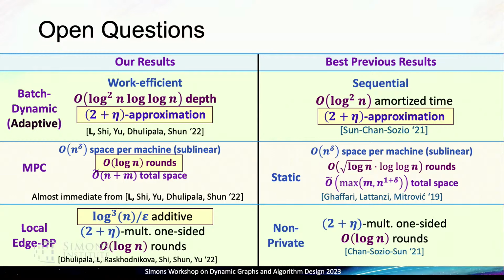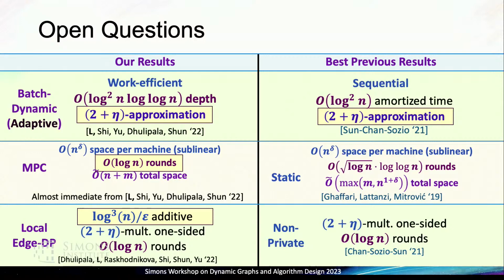MPC, we definitely want to reduce the number of rounds. So at least getting the number of rounds for the static setting. And for local edge DP, probably you can reduce the additive error. As I mentioned before, there are some lower bounds for densest subgraphs that state that probably the log n over epsilon will stay. But decrease the number of logs, probably possible.